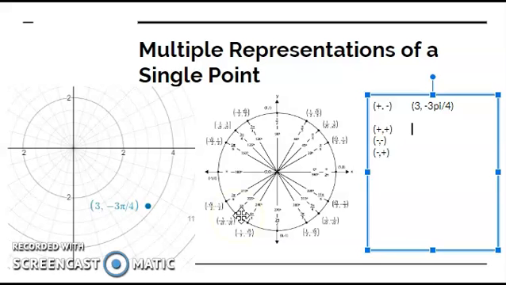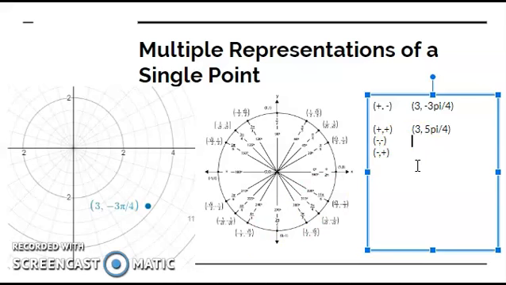Another way you could write negative 3 pi over 4 is to go from the positive axis counterclockwise now instead of going clockwise. Going all the way from the polar axis to this line is 5 pi over 4, because this is a whole 4 pi over 4 and this is another pi over 4. So our additional point would be 5 pi over 4.